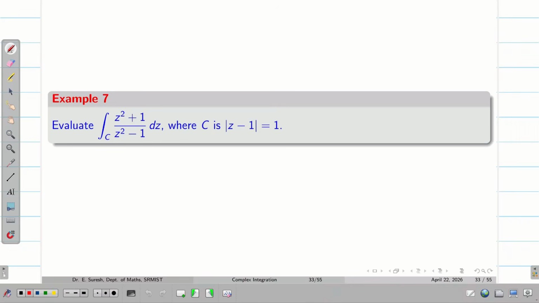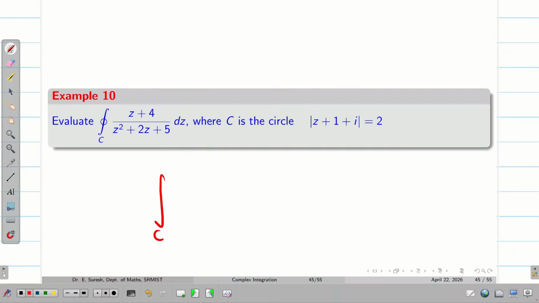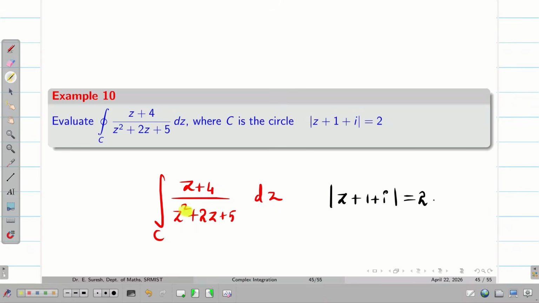So in this session, we are going to deal with a problem whose region is also a little complicated and the roots are going to be complex. Let us see the example. Integral over C of (z plus 4) divided by (z square plus 2z plus 5) dz, where the region is modulus of z plus 1 plus i equal to 2. By seeing the question, it is very obvious we can say the singular points are going to be complex. Let us solve the problem.